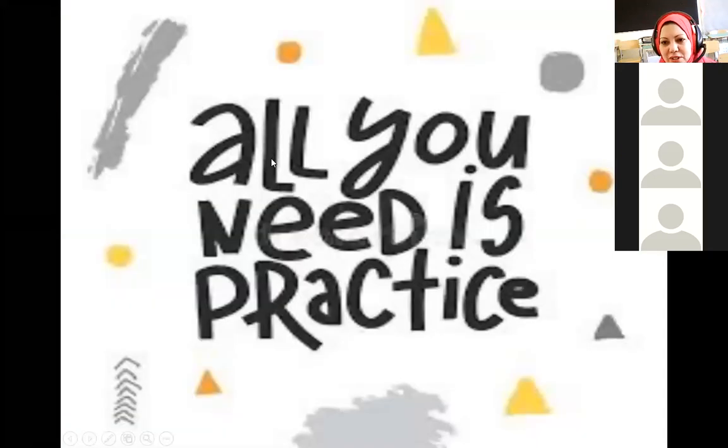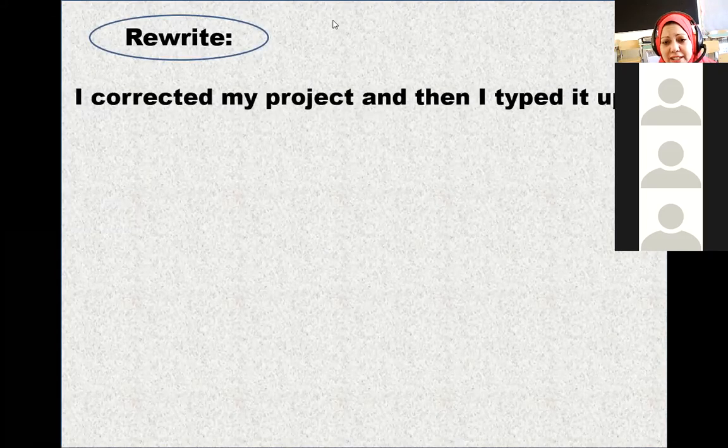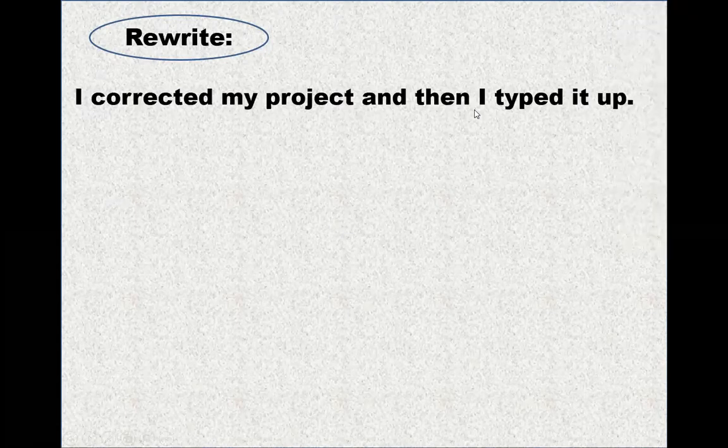That was our new lesson for today. It's too easy. Let's practice or take exercises. The first exercise is rewrite. Number 1: I corrected my project, then I typed it up.